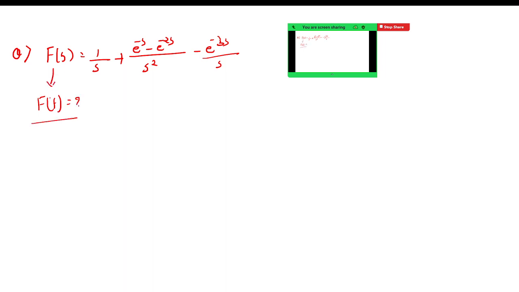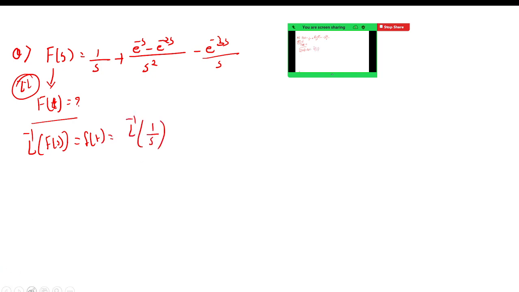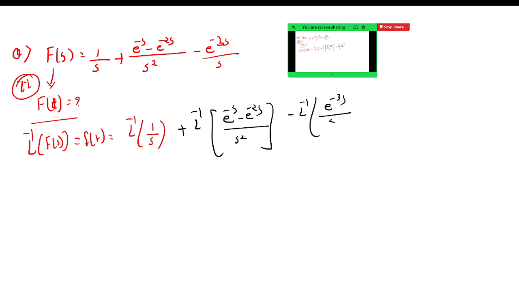I want to convert the s domain into the t domain. So what is this? This is your inverse Laplace. So you have to take Laplace inverse of F(s), that is equal to f(t). So you have to take Laplace inverse of 1 upon s plus Laplace inverse of e to the power minus s minus e to the power minus 2s divided by s square minus Laplace inverse of e to the power minus 3s divided by s, right? So now try to understand how we can calculate this Laplace inverse over here.